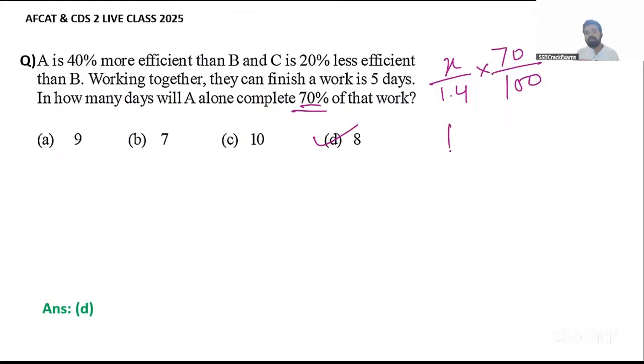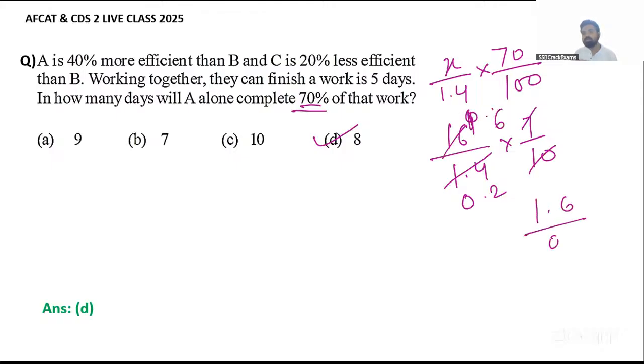And we know that X is 16. It is divided by 1.4 into 7 upon 10. We will cancel out the 0. Since 7 will cancel out for 1.4 by 0.2 times, and 10 will cancel out 16 by 1.6 times. Okay, so it will be 1.6 upon 0.2, which is equal to 16 upon 2, which is equal to 8.